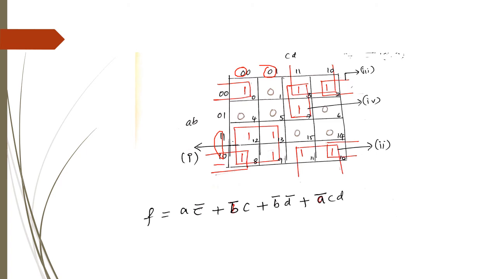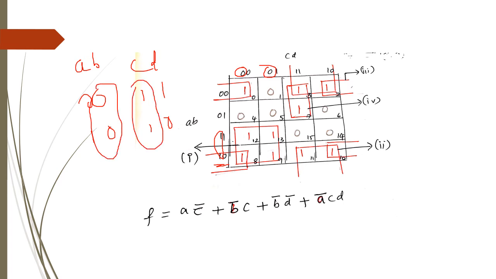So here if you just check, you have AB as 0 0 and 1 0, and CD as 1 1 and 1 0. So B is common, that you have to take, and one more, C, is common. That's why you are going to get B bar C. Similarly, you can get B bar D bar, and the last one will be for this term, that is A bar CD. So this is how you do the grouping for a 4 variable K-map.